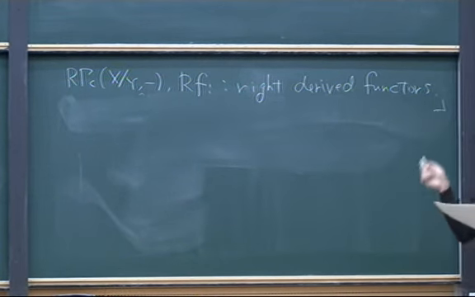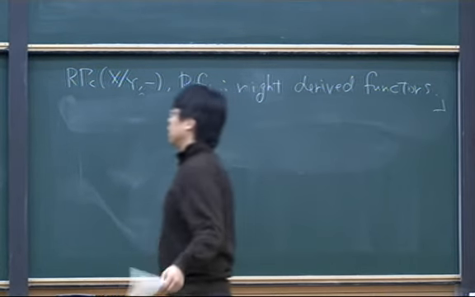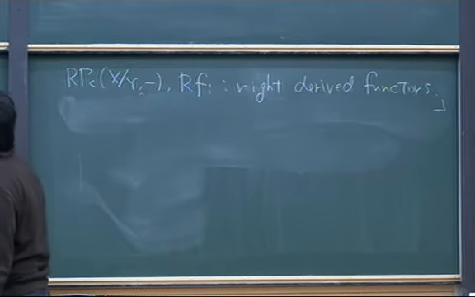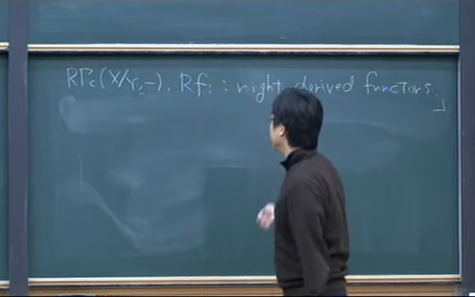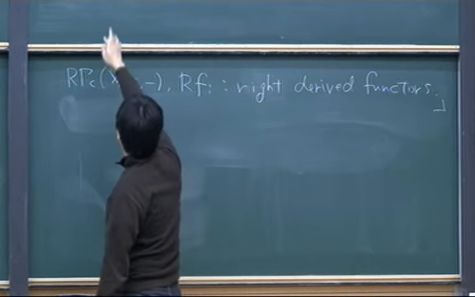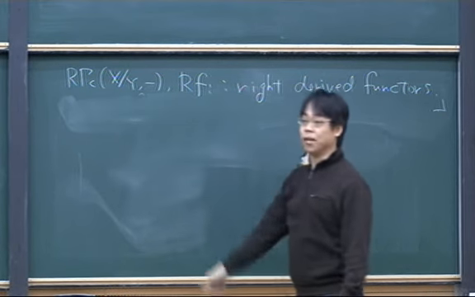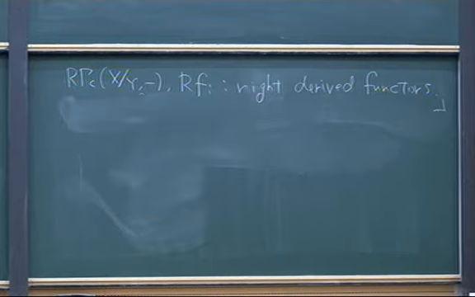However, this is not the correct definition for general rigid spaces, as in the case of schemes. In the case of schemes, we can of course take such compactly supported sections and take the derived functor of it, but it is not a good theory.